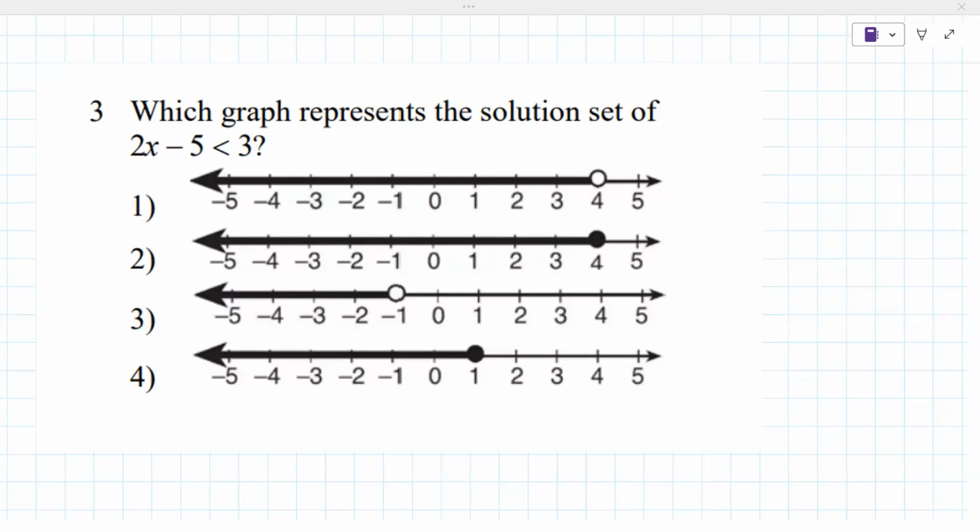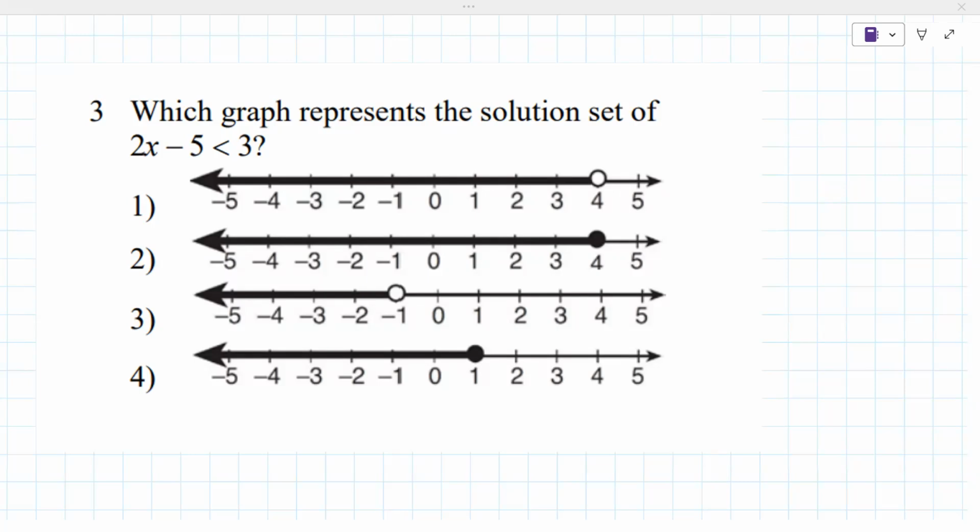Okay. Why is it an open circle? Why isn't it the one below it? Because it's not equal to sign. The sign doesn't signify it can be equal to. Okay.